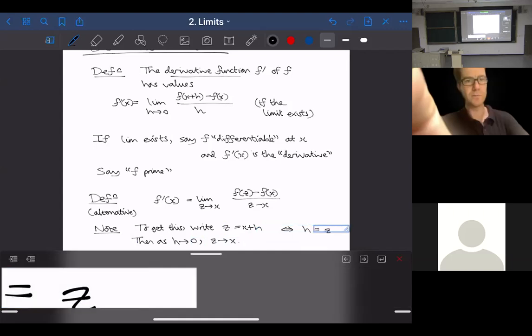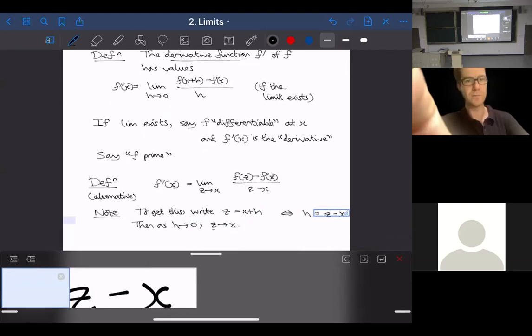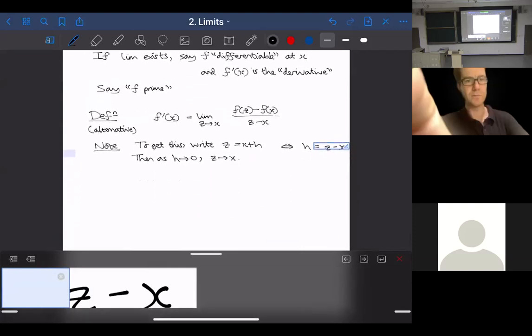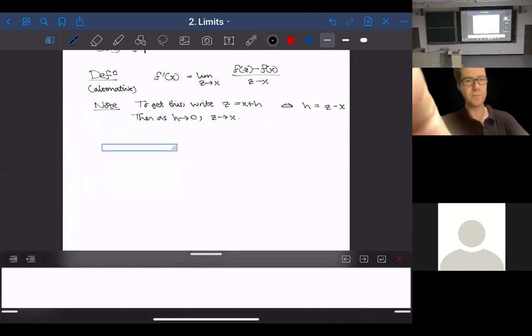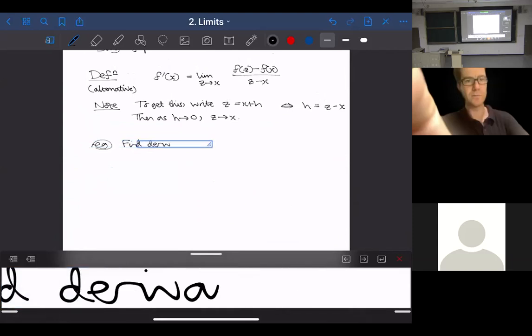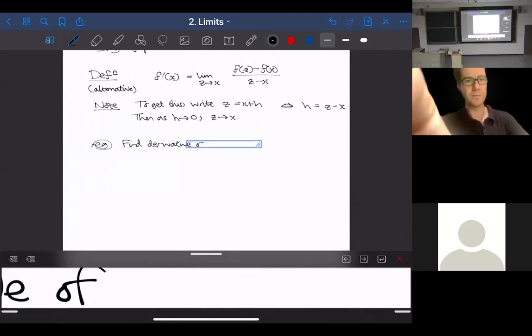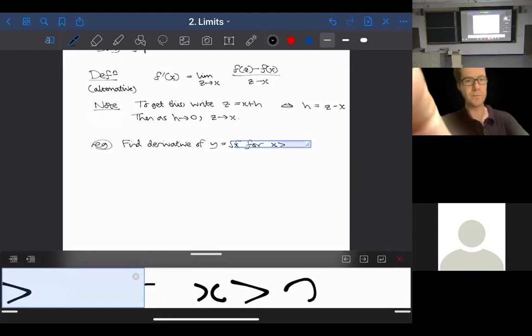H, of course, is z minus x. So now we can start calculating derivative functions from these definitions. So, example, find the derivative of the square root function for positive x.